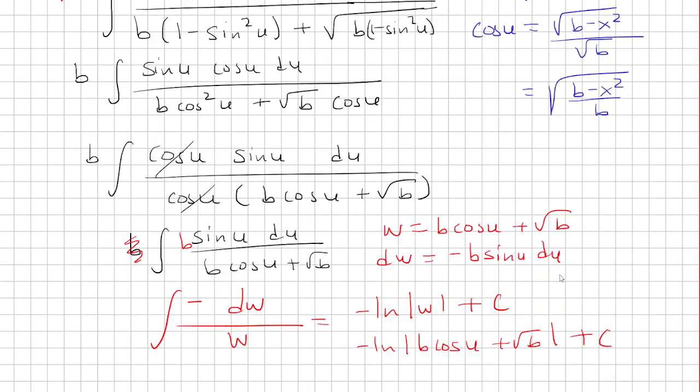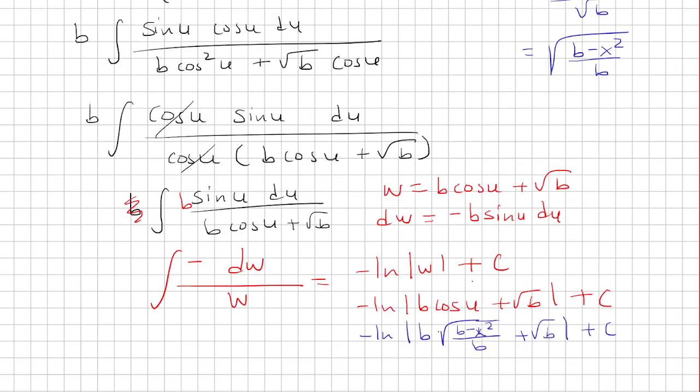And so that gets replaced here, so we have negative ln of b times the square root of b minus x squared over b, plus the square root of b, plus c. And so this is my final answer.